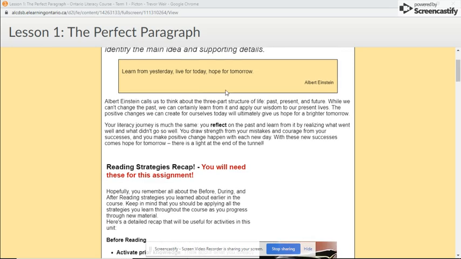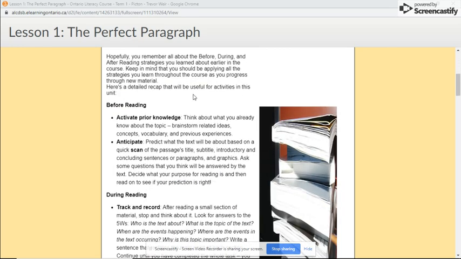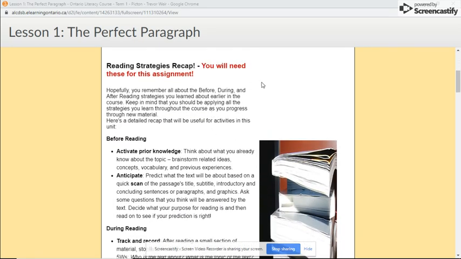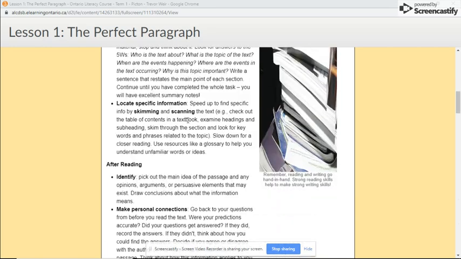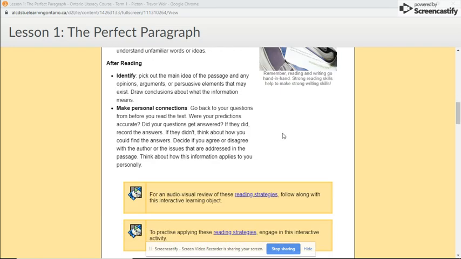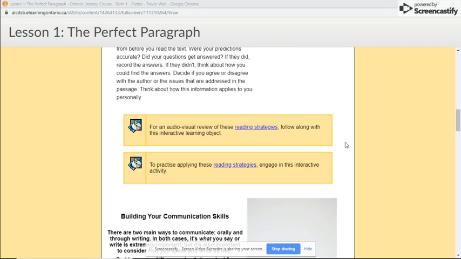So, go through, certainly read all of the information there, back to our reading strategies: before reading, during reading, and after reading, how to go through. There's a couple of interactive activities I think that are excellent in terms of preparing you how to do these things and to prepare you for doing the assignments.